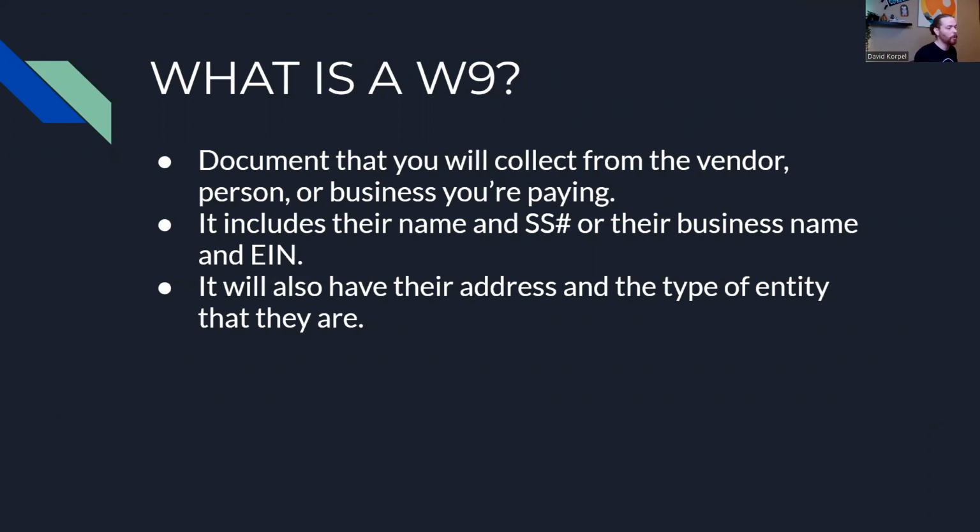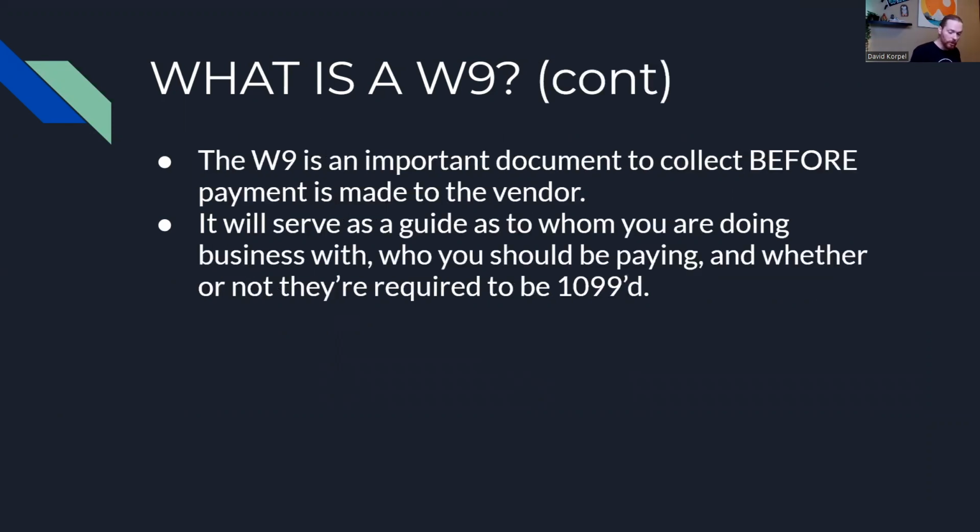And these things are very important to get before you issue payment, because it will not only show you who you should be issuing the payment to, but also whether or not you'll need to 1099 them at the end of the year. So the W-9, the most important thing on the W-9 is their entity classification. And if they're not required to be 1099 because of that, you can kind of put them in a separate pile where you don't need to worry about following how much you paid them during the year and needing to issue a 1099.